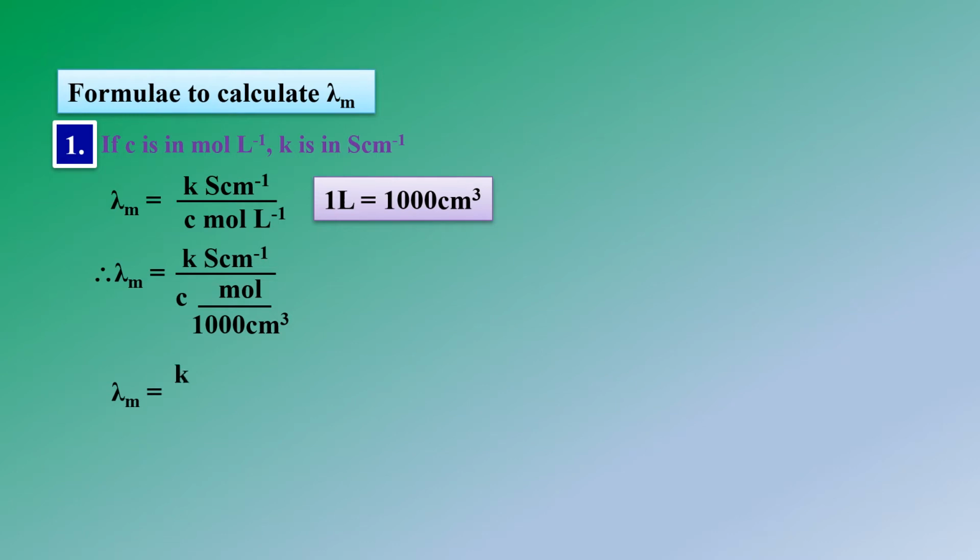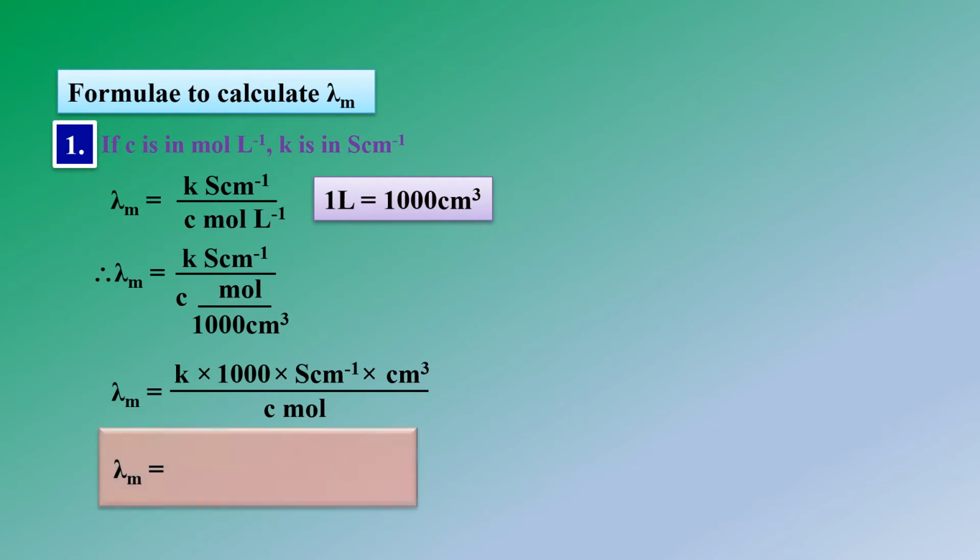Further simplification, lambda m is equal to K into 1000 into Siemens per centimeter into cm cube divided by C mole. Look here, this 1000 cm cube is taken upside. This will be as such Siemens per centimeter, and C mole is also the same as it is. On further simplification, lambda m is equal to K into 1000 divided by C, Siemens centimeter square per mole.